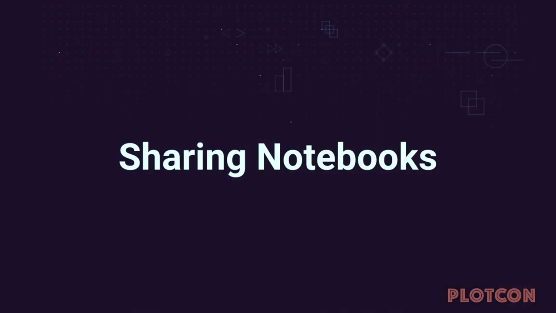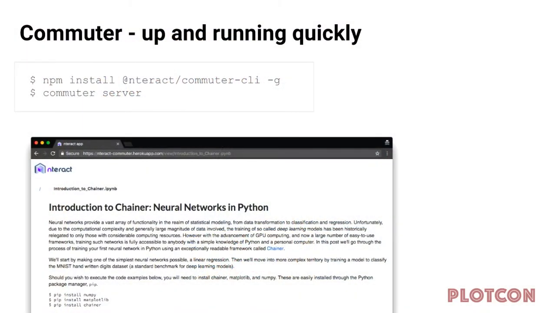And so earlier I talked about how people want to share notebooks, and this is the main thing that I've been working on at Netflix, but with nteract components. It's called Commuter, and you can get it up and running pretty quickly. It's one npm install away, and then you can run Commuter server to share these notebooks. Down in the corner there, that's showing a notebook that's been rendered. You can browse through them, and it works a lot like looking at a notebook server.